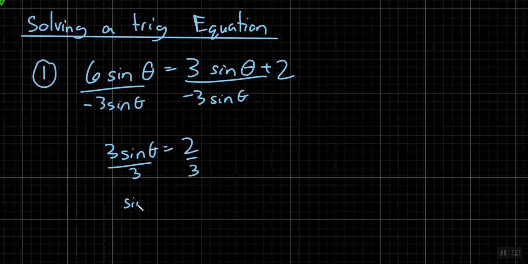2/3 equals sine theta. Okay, how do I get theta all by itself? Inverse it. Take the inverse sine of both sides. So I have theta equals sine inverse of 2/3.